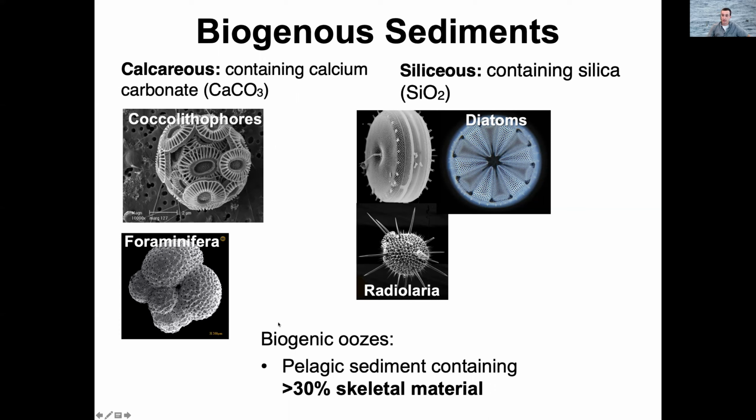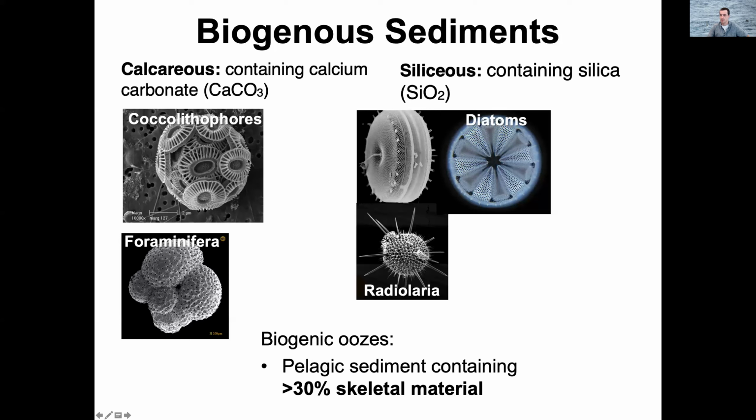Now, areas where we have large concentrations of either calcareous or siliceous shells are called biogenic oozes. The oozes is the technical term, and these are any pelagic sediment that contains greater than 30% of skeletal material. And we'll talk about where those form as well.